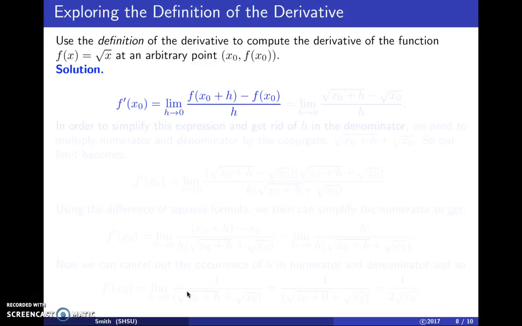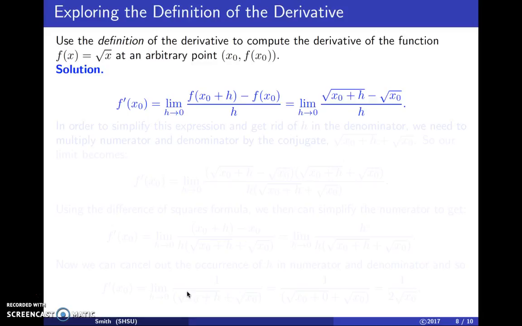It's the square root function. So what is x naught plus h? F of x naught plus h is the square root of x naught plus h. And what is f of x naught? It's the square root of x naught. So the numerator becomes this expression, and we have a denominator of h. We need to simplify this in some way. How do we do that?